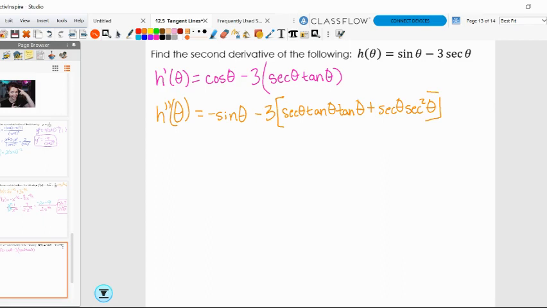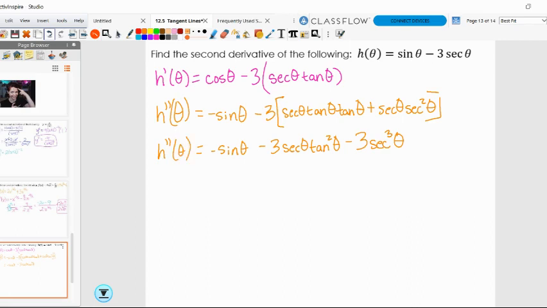Okay, so let's go ahead and distribute that negative 3 to our two terms there. So this is going to look like negative sine theta. And then we've got negative 3 times this first term, secant theta. And what is tangent theta times tangent theta? Tangent squared theta. I was going to put a plus, but we're distributing that negative 3, so I'm going to make that a minus 3. Secant theta times secant squared theta gives me 3 secants multiplied together, which we write as secant cubed theta. Okay, and there we go. Final answer. Looks good.